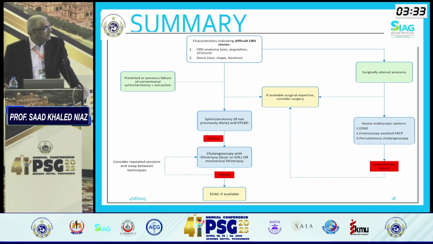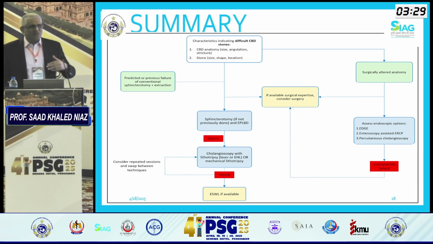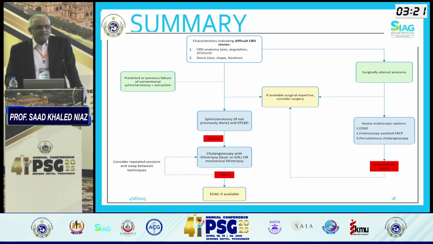We used to worry about bleeding. I think that is based on very old studies. I haven't seen significant bleeding in extending a sphincterotomy that is inadequate. If the sphincterotomy is inadequate, extend it. Look at the size of the stone. Look at the shape of the stone. Look at your accessories and what accessories you have.